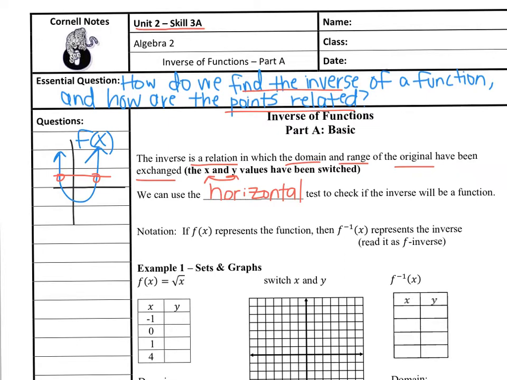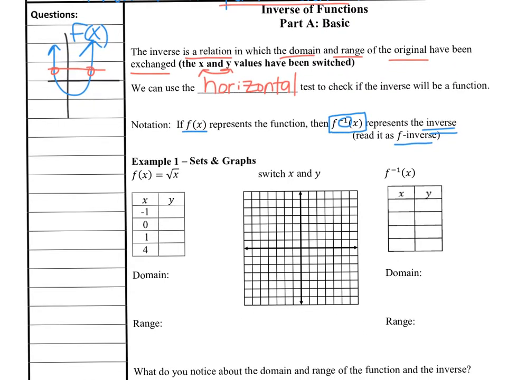Okay? All right, so the notation that you're going to be using, if f of x represents the function, then f to the negative 1 power of x represents the inverse. Okay, so you read it as f inverse when you have the little negative 1 up top here. So we're going to take a look at how the inverse is applied to points of the original function and the inverse, and then look at it on the graph.